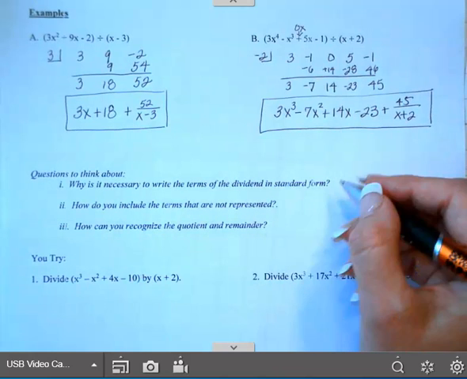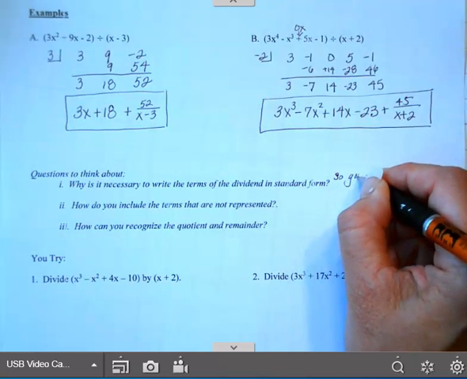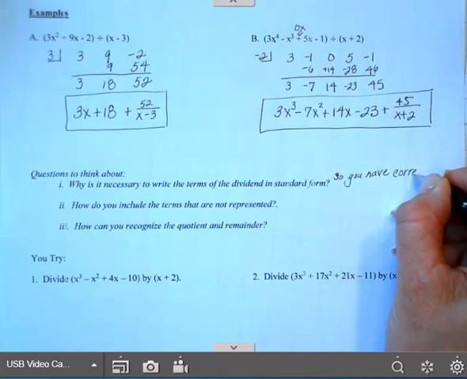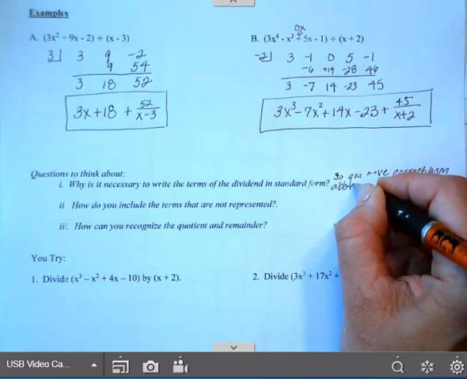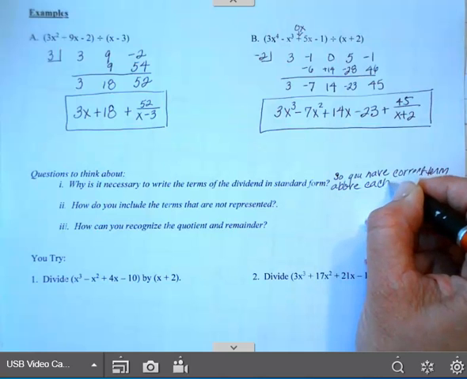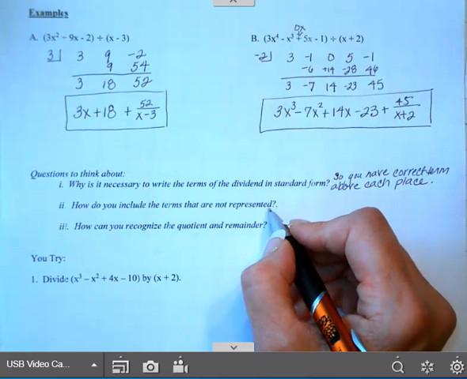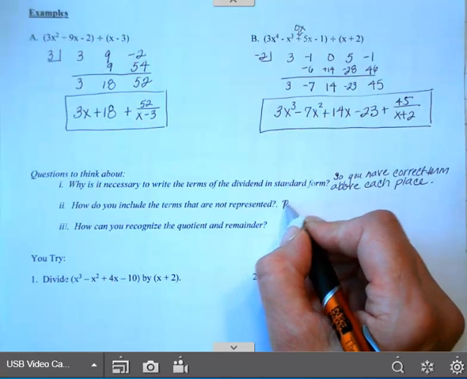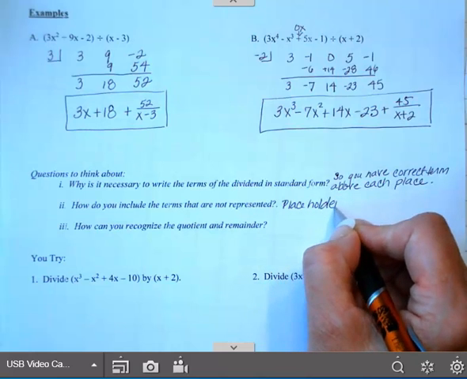It's necessary to write them in standard form, so you have the correct term above each place. So always have them in standard form, highest exponent to lowest exponent. If you don't have a term, if you skipped a place, you have to put a placeholder. And that could be on the divisor or the dividend.